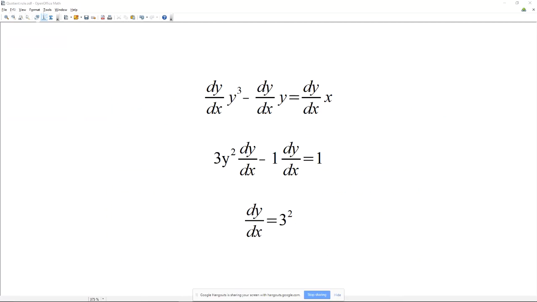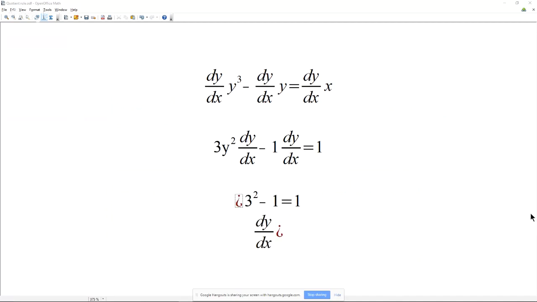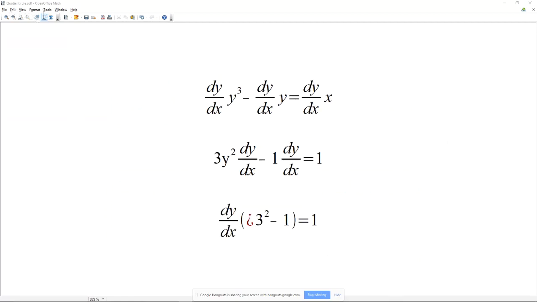Before, I said it would be 3, like braces. No, not braces. Parentheses 3y squared minus 1 parentheses times dy dx, and then you just divide. We all know how to do this kind of intuitively anymore. We're getting this program to work. There we go. I'm getting closer here. Get rid of that. That's what I was saying.